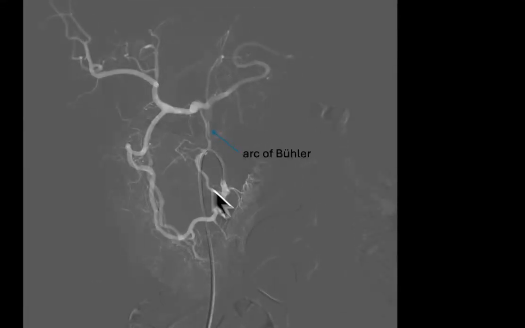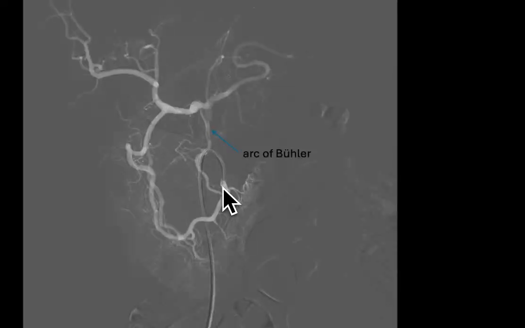All right, so this is an arc of Buehler. Arc of Buehler is a persistent embryonic connection between the SMA and the celiac. It's not present in all individuals. Again, it's a persistent embryologic structure, so it's not necessarily a normal structure that we see.